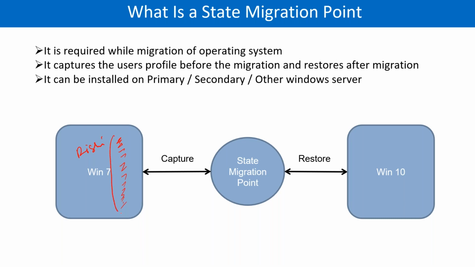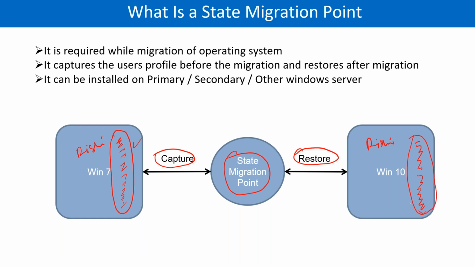So what we can do, we can capture all these things to a state migration point. This is not an SCCM feature. This is a Windows feature, but they have integrated it into SCCM. So you can capture this into a state migration point, and then Rishi will get a new machine, and we will restore all the data, all the files, whatever he had here. He will get everything here.